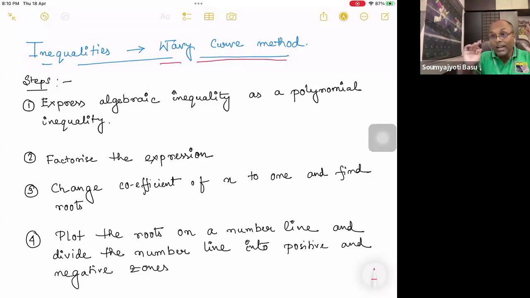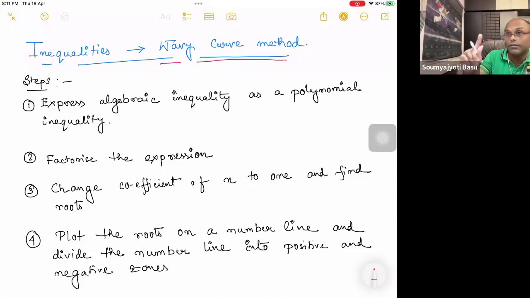What I have done is written down the various steps that one should follow to solve an inequality based on the wavy curve method. Let's go through it first, and then we would take up a simple problem and explain each and every step of this method. Things would get complicated after that, and we would be solving a number of problems thereon, but the most important thing is to understand the steps.